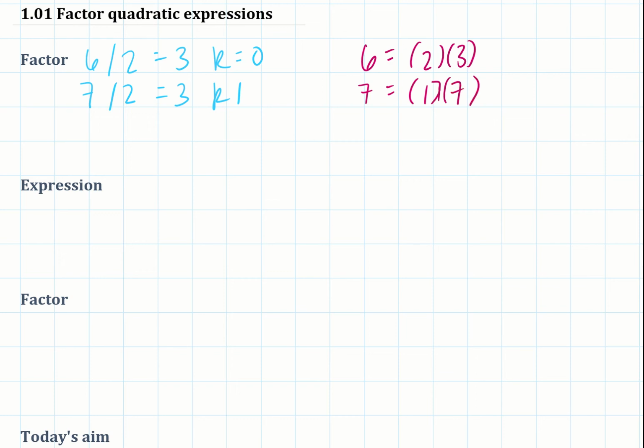An expression is a mathematical object or a mathematical thought. It does not have an equal sign. So, for example, 3x minus 4 is an expression. 2 root x minus 5 over 4x cubed is kind of a weird expression.